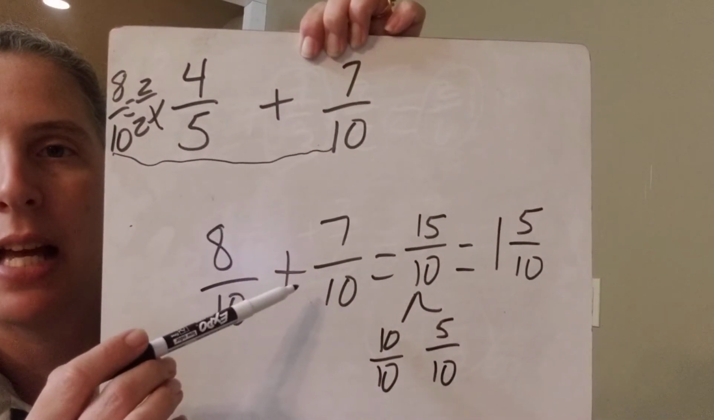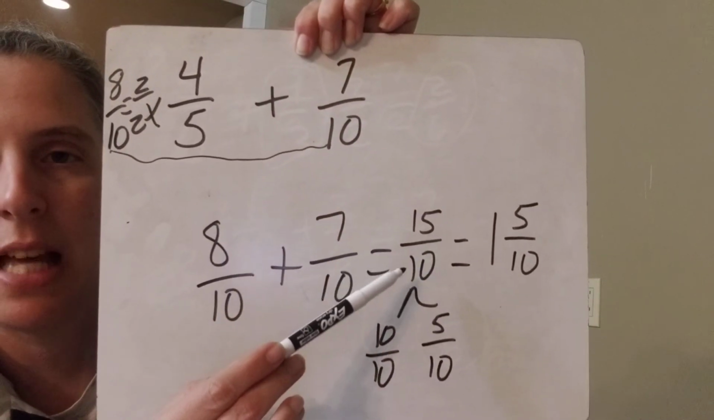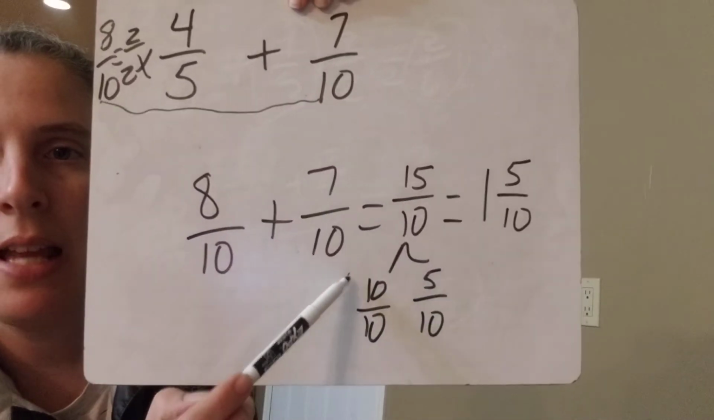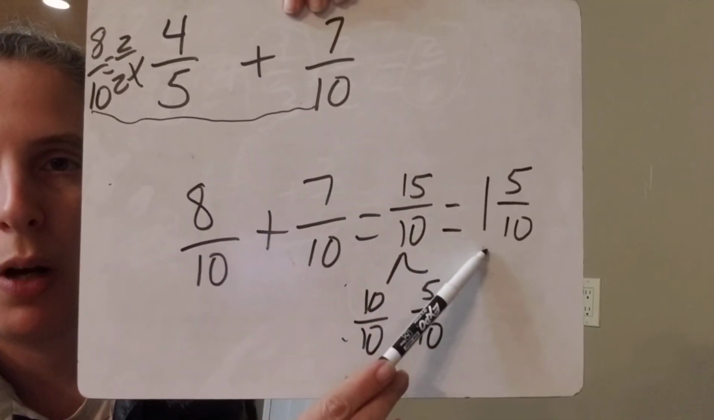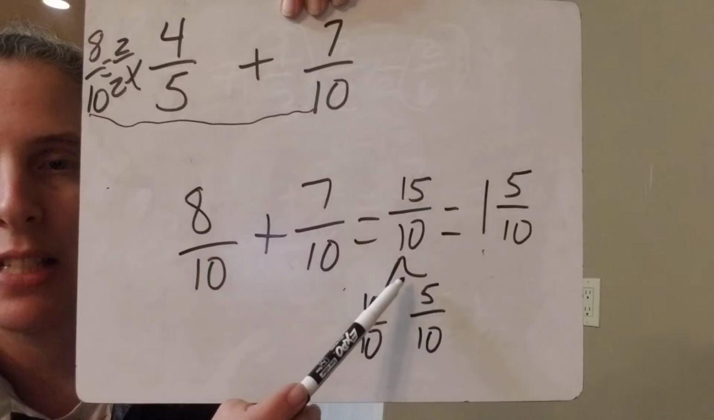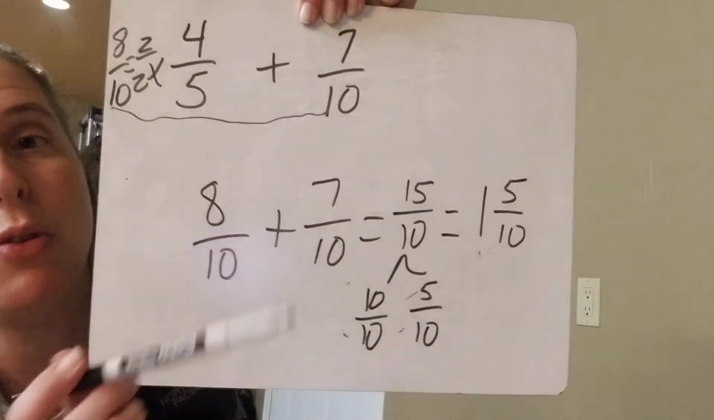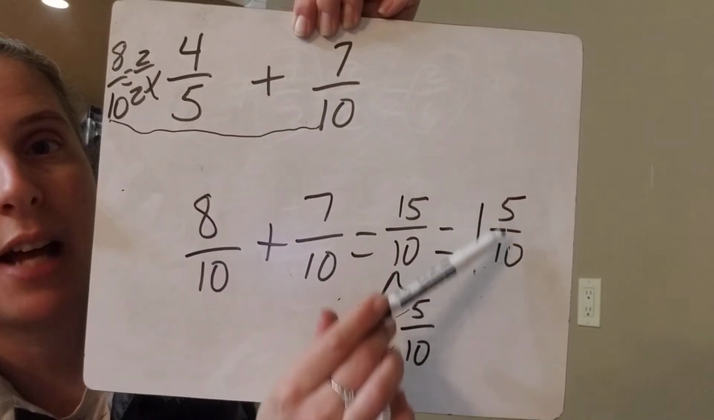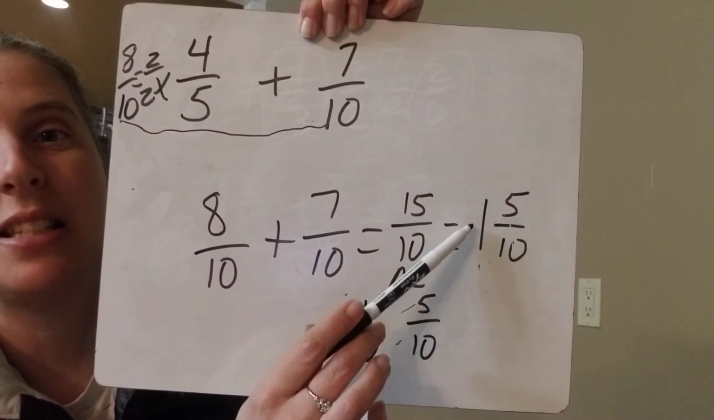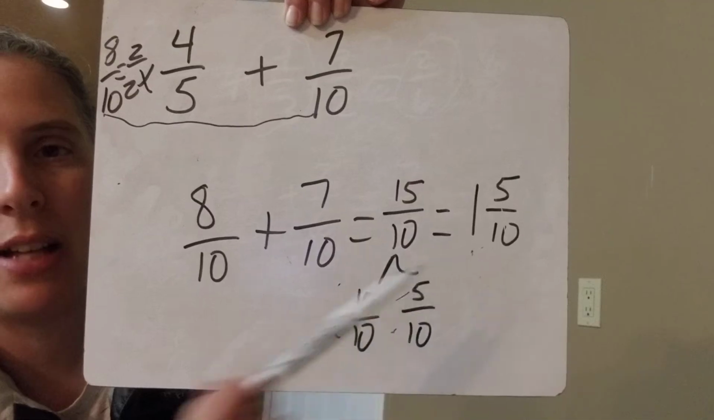8/10 plus 7/10 equals 15/10. 10/10 make a full 1. 15 minus 10 is 5, so there's 5/10 left over. Okay? And if you went on and tried to reduce that or simplify it, you would see that this is 1 and 1/2. Either answer is correct.